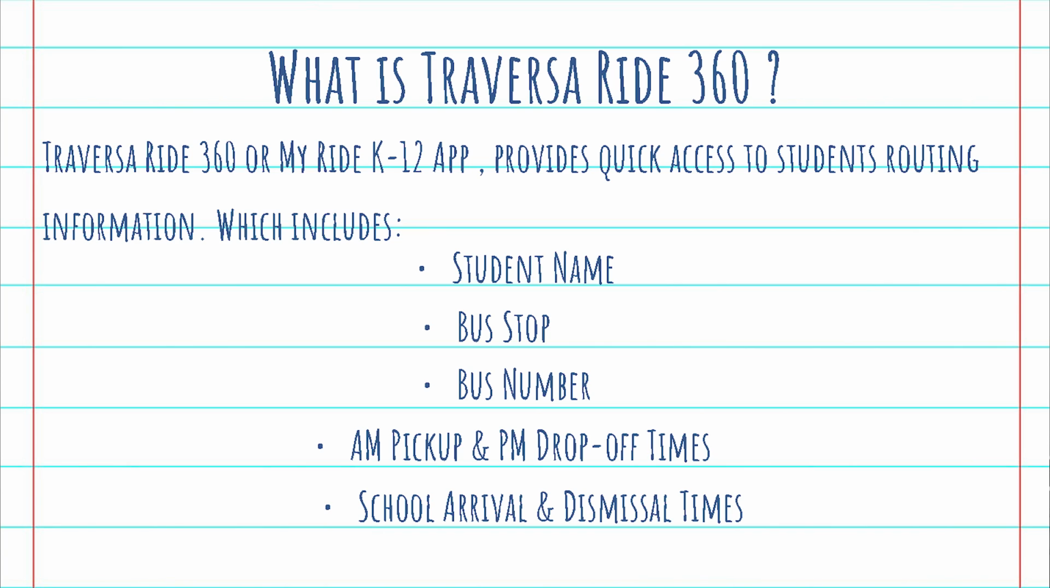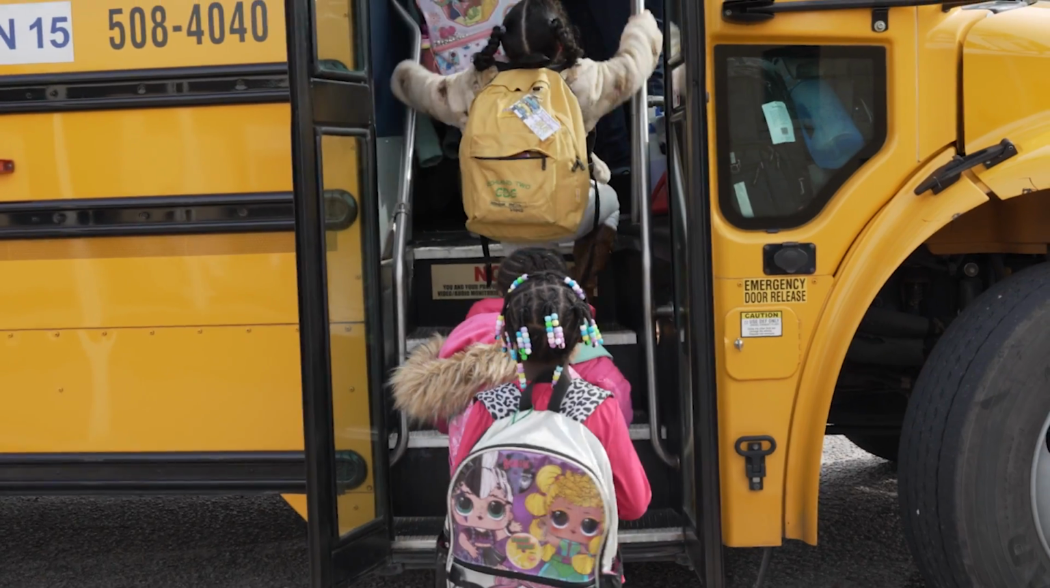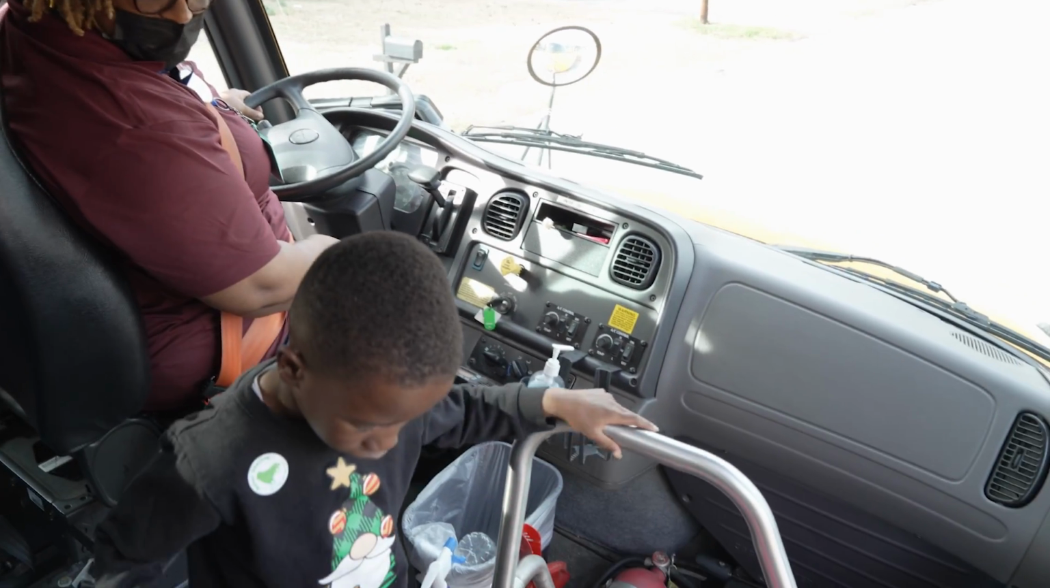Traversa Route 360, or My Ride K-12 app, provides quick access to students' routing information, which for Richland 2 will include the student name, the bus stop, their bus number, their AM pickup time, their PM drop-off times, their school arrival and dismissal times. Meaning, when the bus will pick them up in the morning from their bus stop, when they will arrive to school, and vice versa.